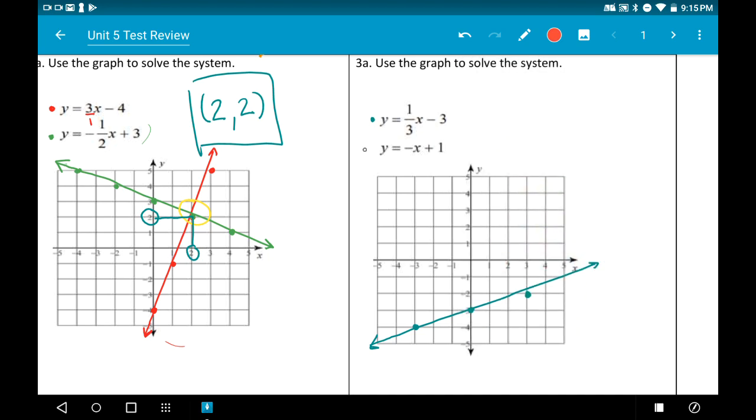Okay, my next line is negative x plus 1, so my intercept is at positive 1. Now negative x is the same thing as negative 1 over 1, which means down 1, right 1. Down 1, right 1. You just keep going. Or you could go up 1, left 1. And once you have all your points, connect it with your line.